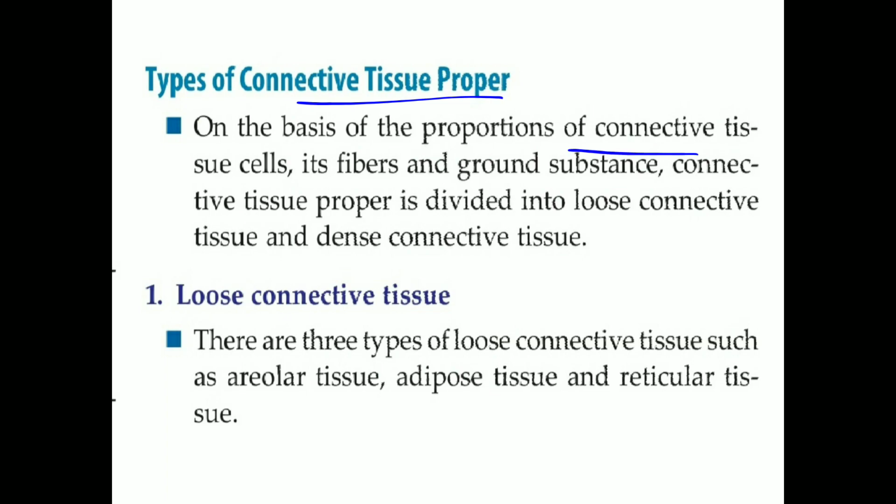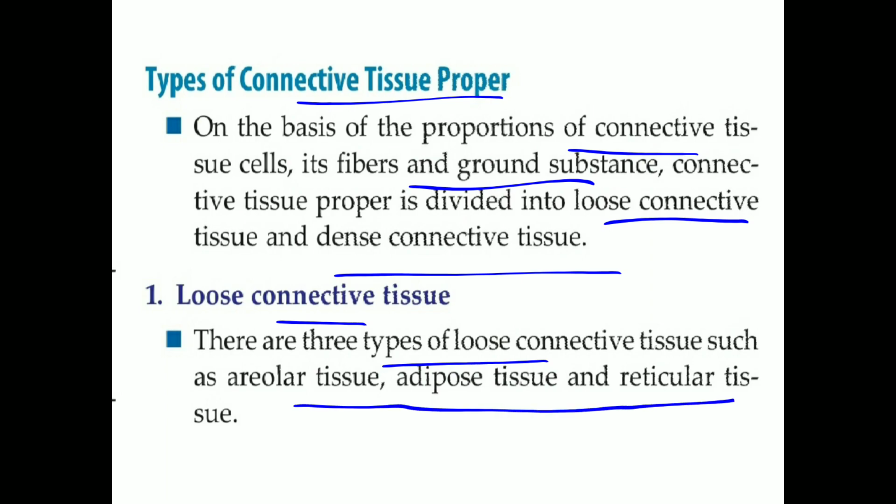On the basis of the properties of the connective tissue cells, its fibers and ground substance, connective tissue proper is divided into loose connective tissue and dense connective tissue. Loose connective tissue has three types: areolar tissue, adipose tissue, and reticular tissue.